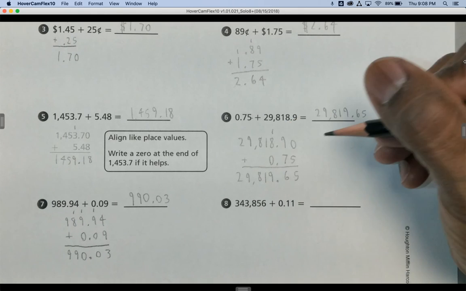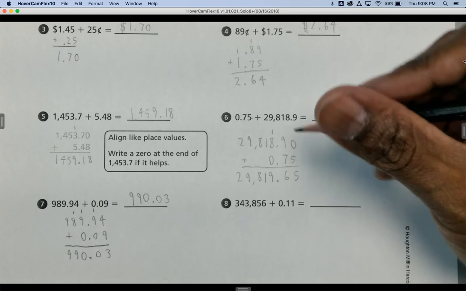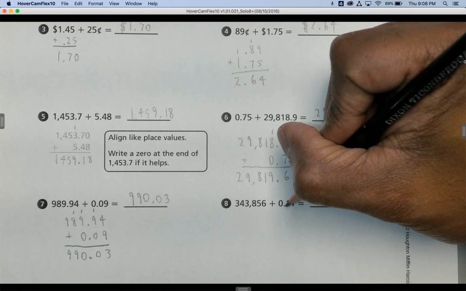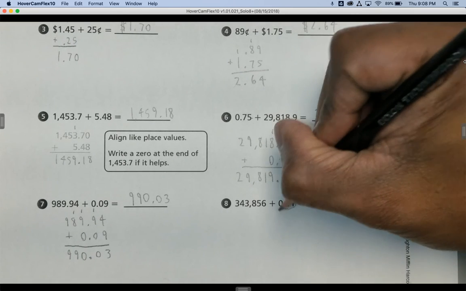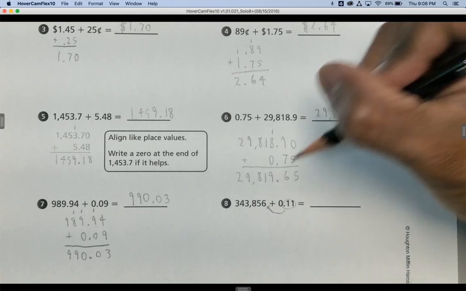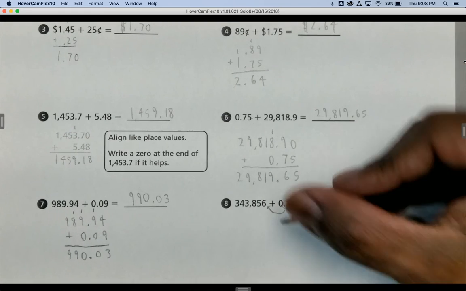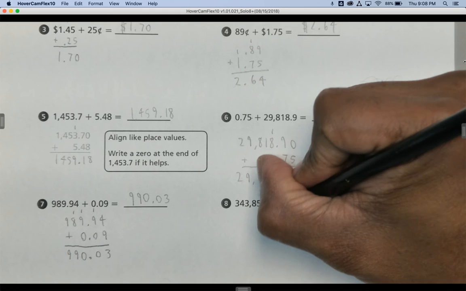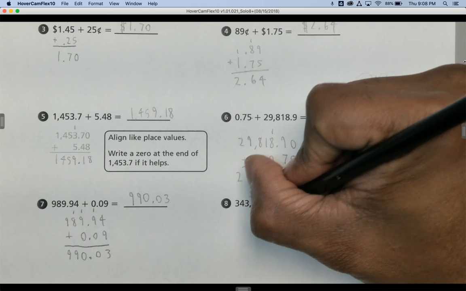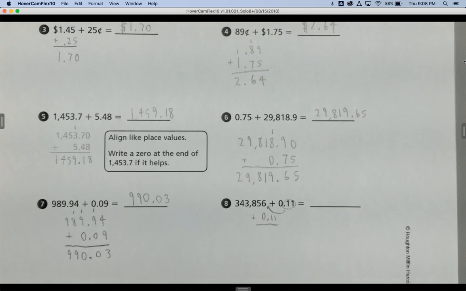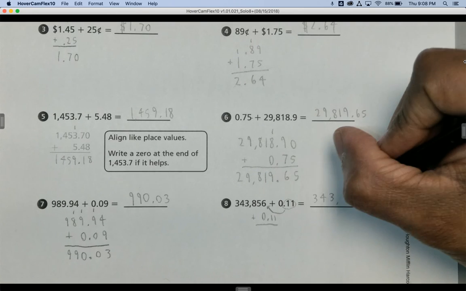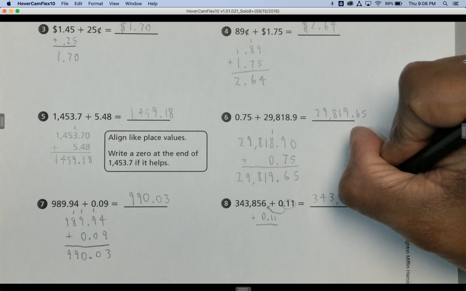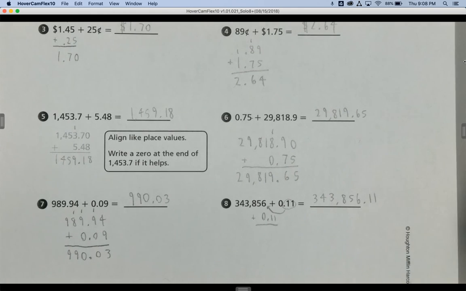This one, I'm looking at it, and I'm not even going to copy it down because I can see that this part is just going to be tacked on to the end of this part, isn't it? Because if I was stacking them, it would look like this. My answer is 343,856 and 11 hundredths.